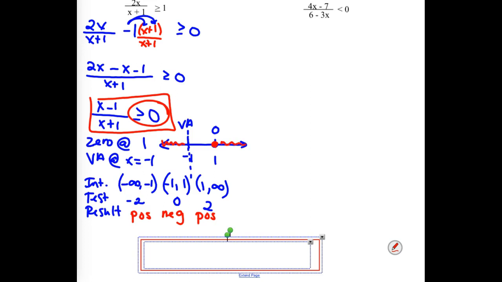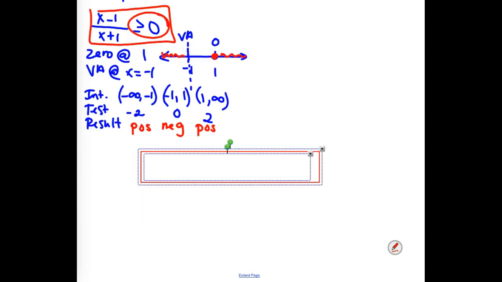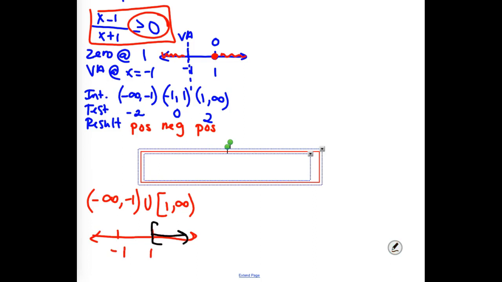All right, so final solution. We can be from -infinity to -1. We can be from 1 to infinity. Do we include the 1? Yes. All right, so my graph would look like this.